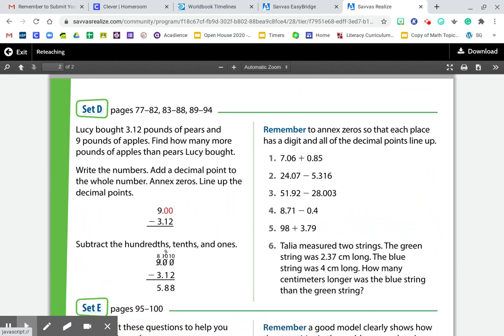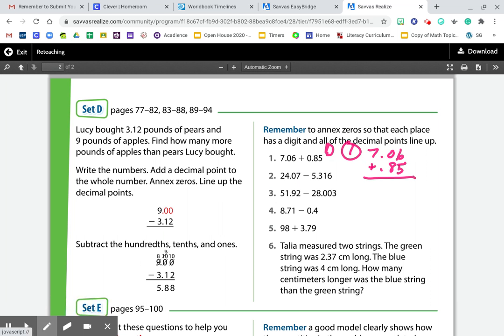Remember to annex 0 so that each place has a digit and all the decimal points line up. So basically here we're just doing old school adding and subtracting. So when you add up, lining up place value, 7 point, and you want to do this on a piece of loose leaf paper, number your work. You can write set D, number 1.